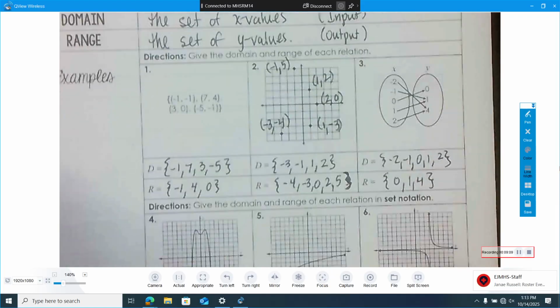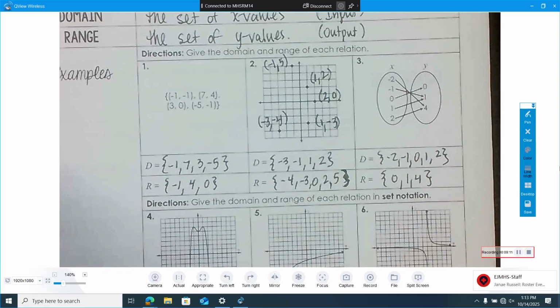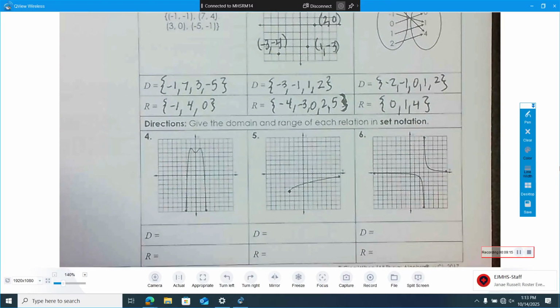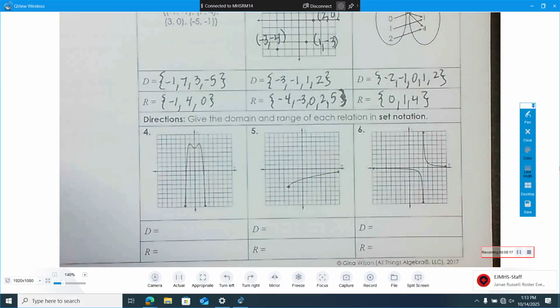So then, we also have to be able to understand domain and range when we're looking at something graphically. And here we have some lovely graphical examples. So we want to give the domain and range for each relation. She's saying in set notation. I really could care less.